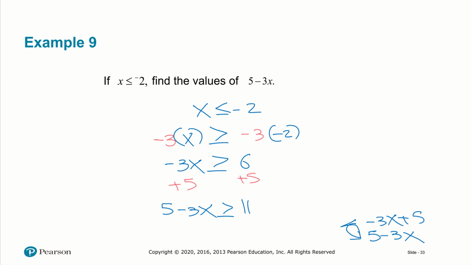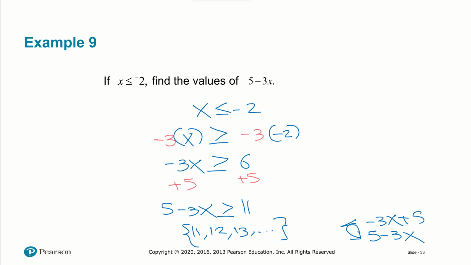So in other words, 5 minus 3x will have values that belong to this set, the set containing 11, 12, 13, etc. That's where the values of 5 minus 3x are going to be. I'm not writing a solution set because that's not what I was doing. I wasn't actually finding the solution set of an inequality. I was given instructions to find certain values, and we have found them. So we don't need to write the solution set here. All right, that's it for the lesson.